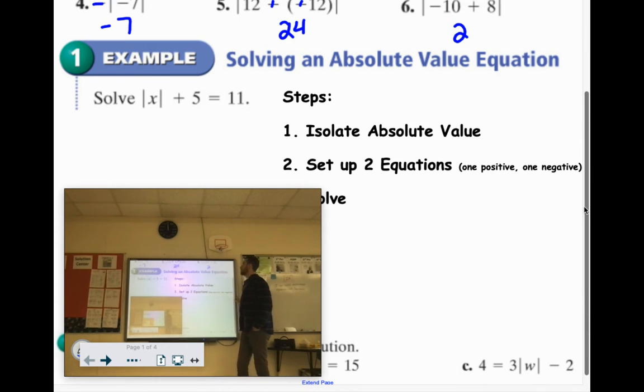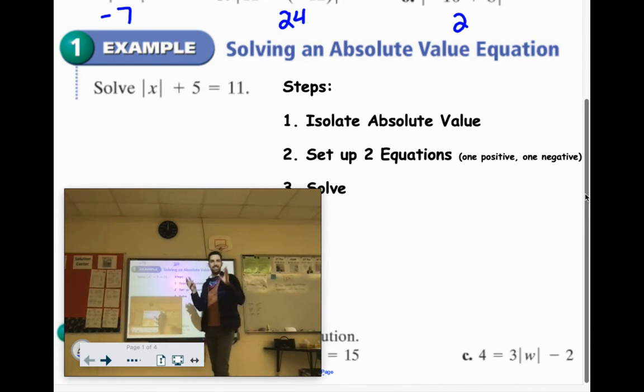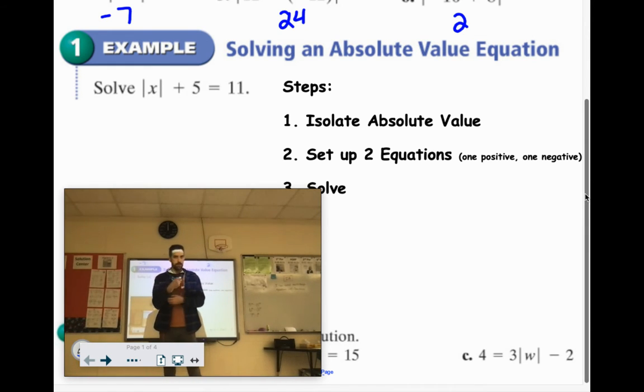All right, so when you are solving absolute value equations, your first goal is to isolate the absolute value symbols. So get everything that isn't in the absolute values to the other side of the equal sign. As soon as you do that, you're going to set up two equations, one with a positive answer and one with a negative answer, and then you solve them.